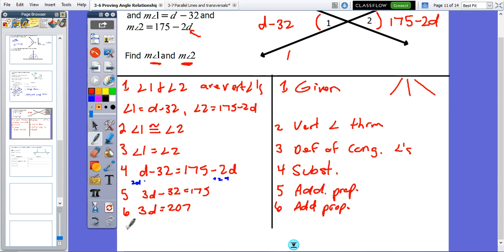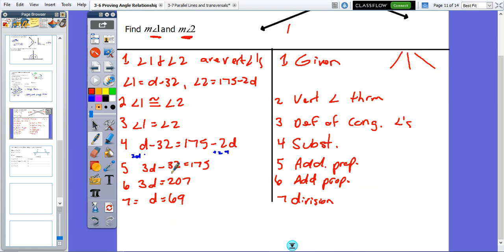Now to get the value D by itself, what do I do? Well, I'm going to divide. I get D to equal 69. So that's division property. Now the question though is not what is the value of the variable D, it's what's the measurement of angle 1 and angle 2.